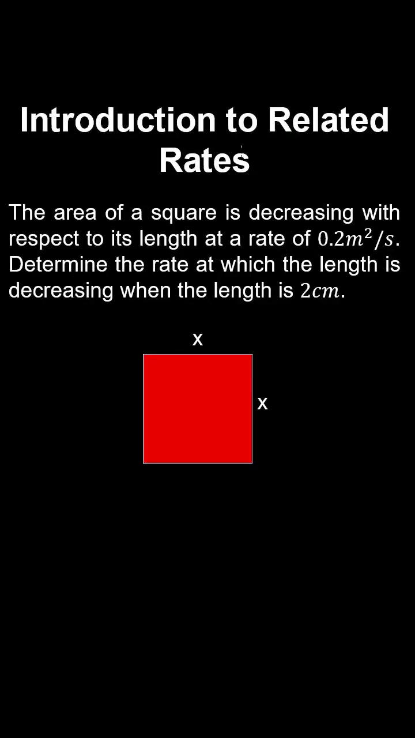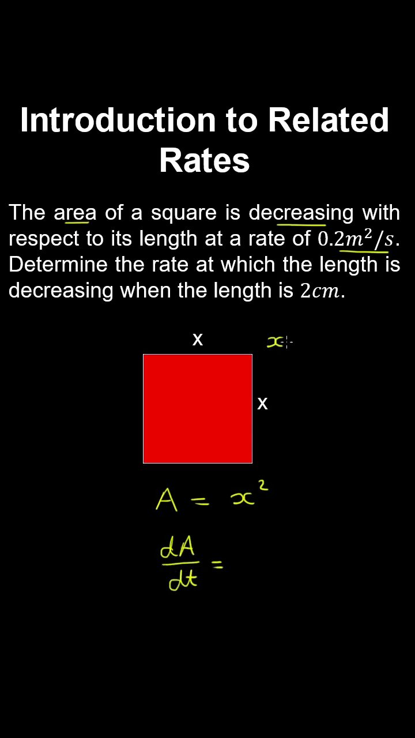We will encounter related rates problems as worded problems, and here is a simple example where the area of a square is decreasing with respect to its length at a rate of 0.2 meters squared per second. So that gives us a clue that we should use the area, which is related to the length x, and the problem is basically giving us a rate of change in meters squared per second, meaning that we need to differentiate the area with respect to time.